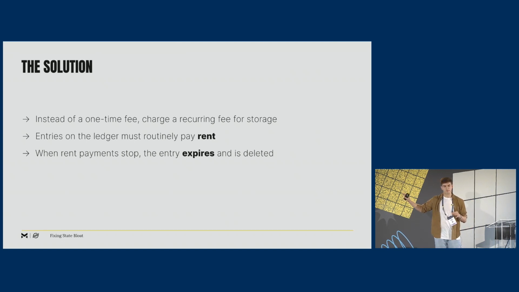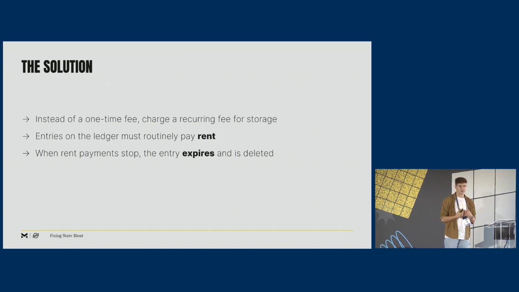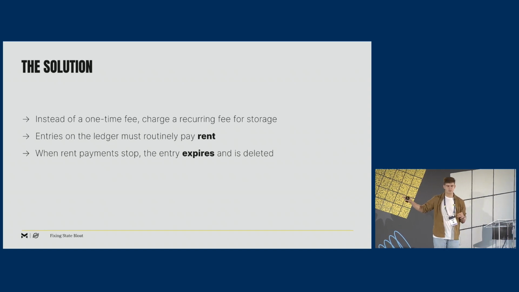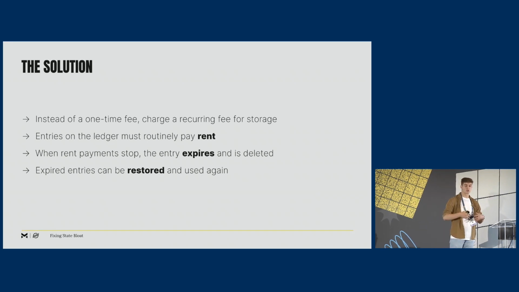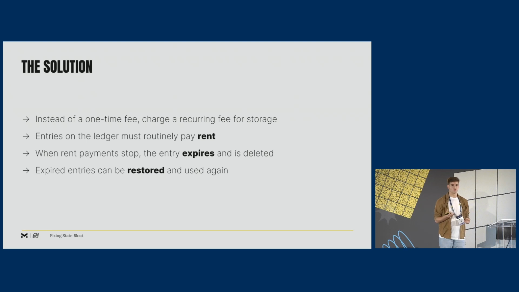Now, this interface just by itself is terrible. Consider you have a balance that has like 1 million USDC tokens in it, for example, and one day you forget to pay your rent. That entry would be expired and then permanently deleted, which means you would lose your 1 million USDC permanently. We obviously don't want that to happen. So even though if you forget to pay rent, your entry will expire, we also offer a restoration mechanic, where if you do forget to pay rent, you can restore an expired entry and bring your 1 million USDC tokens back to life on the network, and so your balance is not permanently lost.